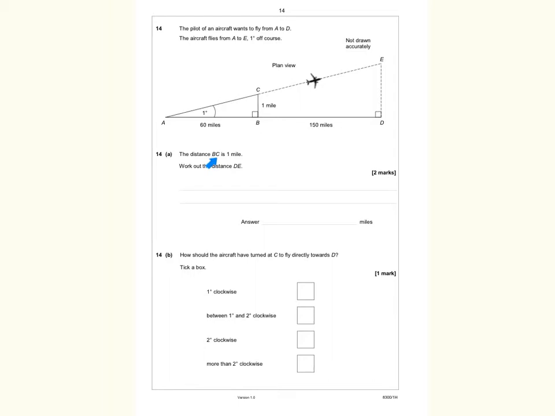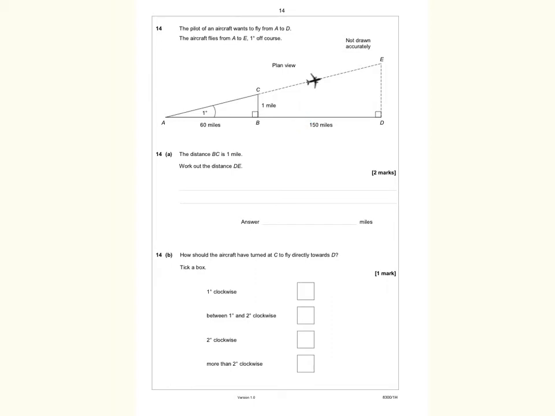The distance BC is 1 mile, so that's this distance here. Work out the distance DE. Now I can see I have a triangle inside another triangle, and often you will find that this means these triangles will be similar, because this angle is in the smaller triangle ABC. It's also in the larger triangle, and there's a right angle there and a right angle there. So therefore, these two triangles are similar.